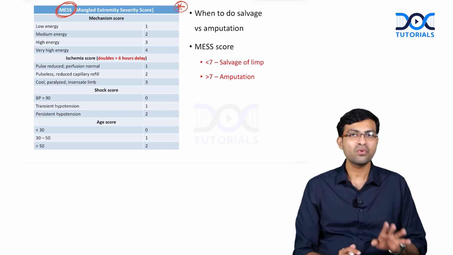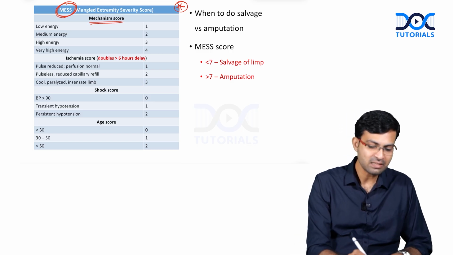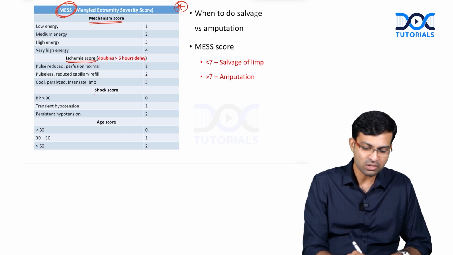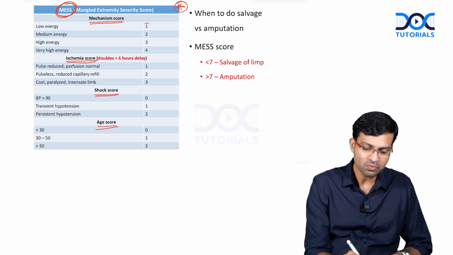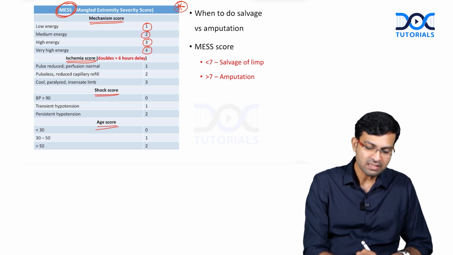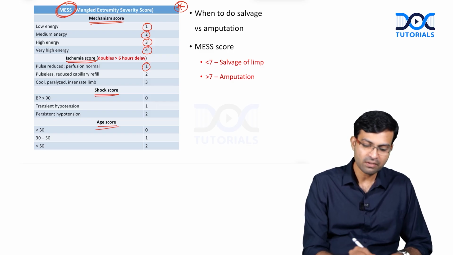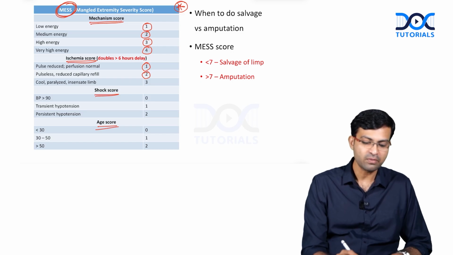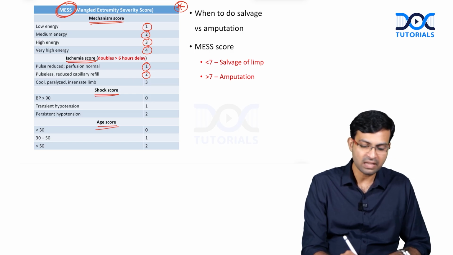MES score. It has 4 things in its calculation. One, there is something called the mechanism score. Then you have the ischemia score, shock score and age score. Mechanism score: if it is a low energy trauma, it is 1 point, medium energy 2, high energy 3 and very high energy 4. Ischemia score: if the pulse is reduced but perfusion, that is capillary filling, is normal, you give it 1 point. If the limb is pulseless with reduced capillary refill, it is 2. If the limb is completely cold, paralyzed and insensate, that is complete loss of vascularity, it is 3.